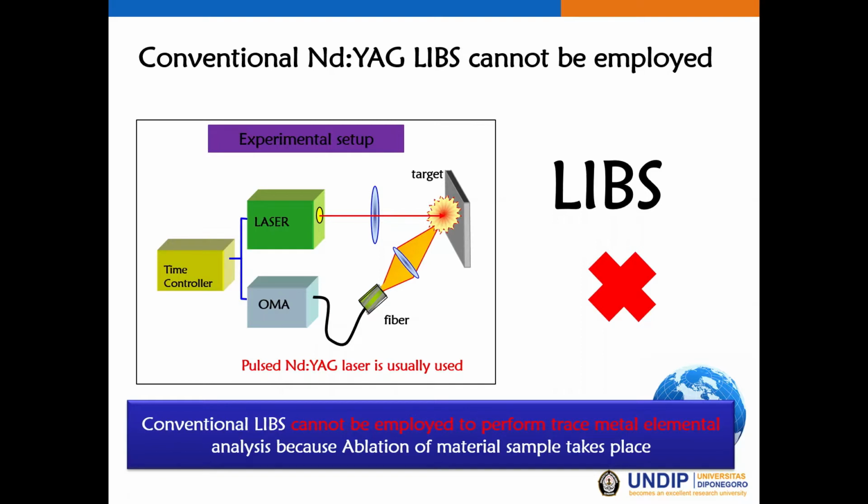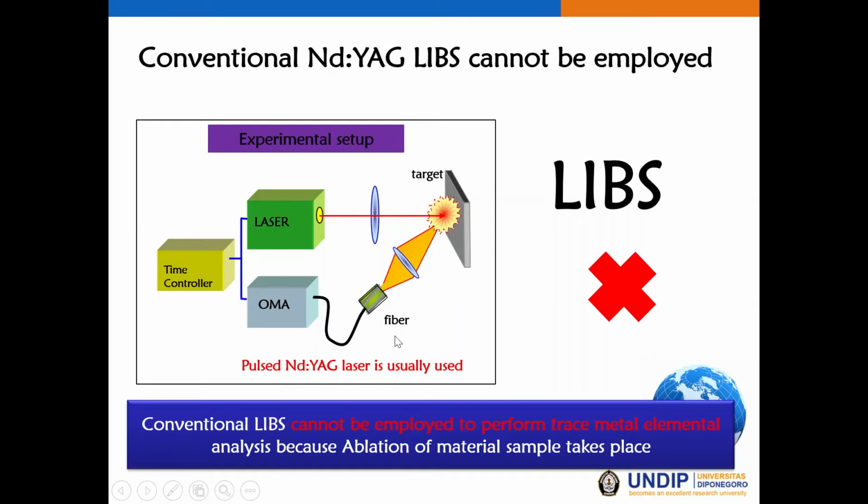Laser-induced breakdown spectroscopy has recently become a well-known technique for rapid and in situ qualitative and quantitative elemental analysis. In LIBS, a pulsed Nd:YAG laser is usually used as an ablation source. Experimentally, a pulsed Nd:YAG laser beam is directly focused on a sample target to induce a luminous plume or luminous plasma. This plasma is then sent into the optical multi-channel analyzer via optical fiber to obtain the emission spectrum.